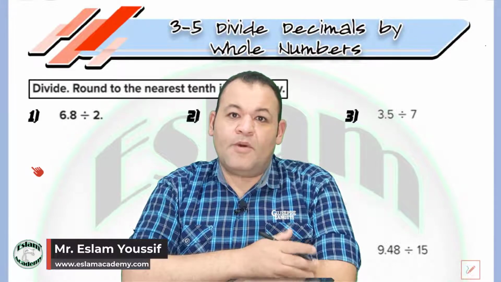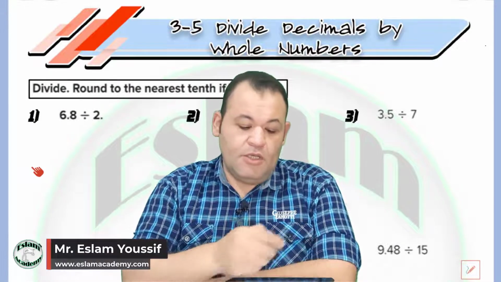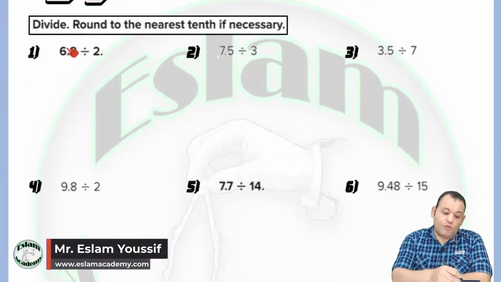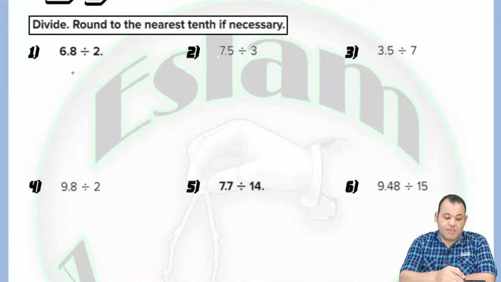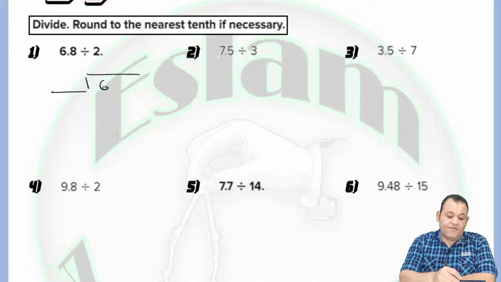In this video, we're talking about dividing a decimal by a whole number. For question number 1, we need to divide and round the answer to the nearest tenth. 6.8, we need to divide it by 2. Now we're just using long division. So we have here 6.8, we need to divide it by 2.